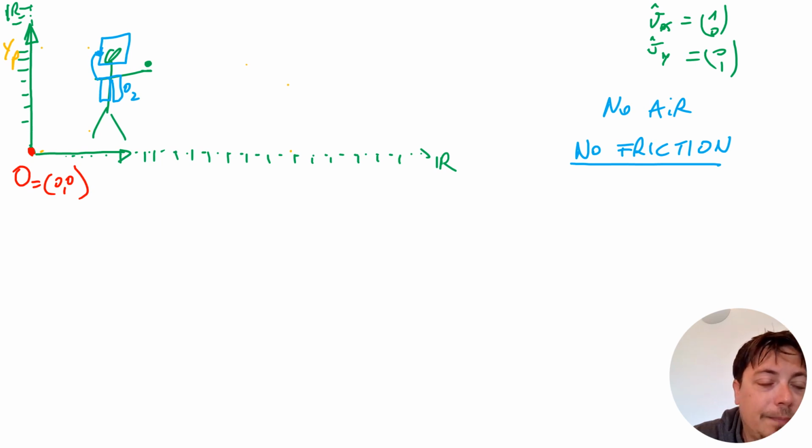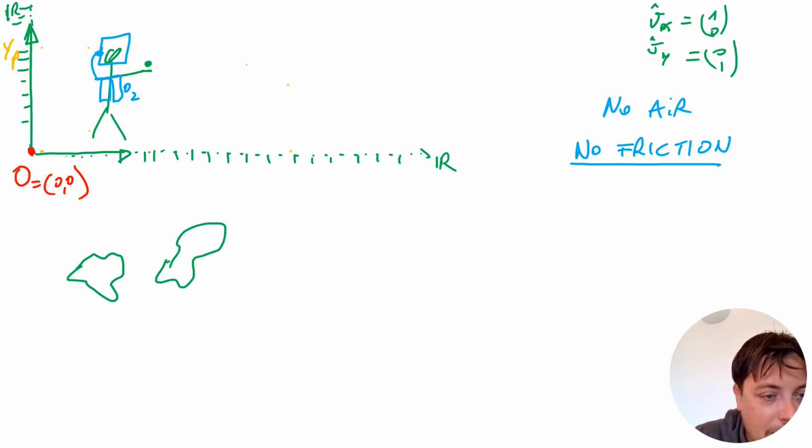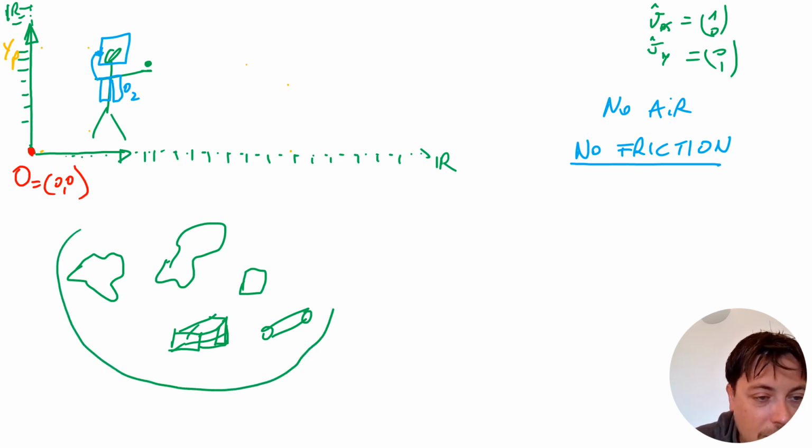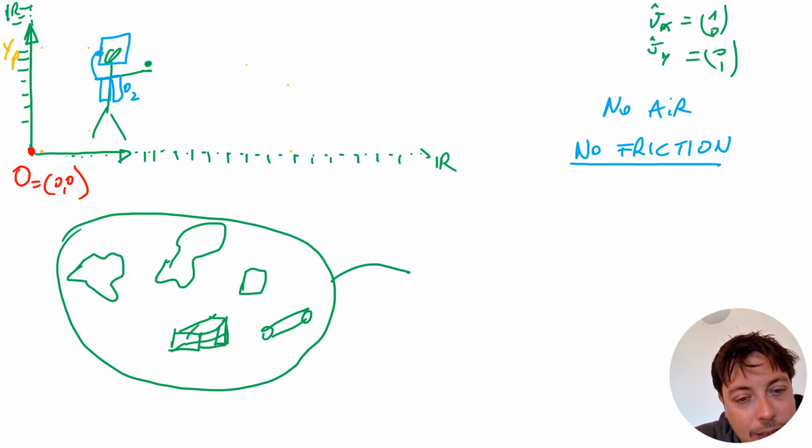The other assumption is that you can think of this object here as a stone, but a stone can have many shapes. It can be a brick, it can be a log, any shape you want. But I'm a physicist, so I don't like to complicate my life if it's not necessary. So let's collapse all of this into one single point.